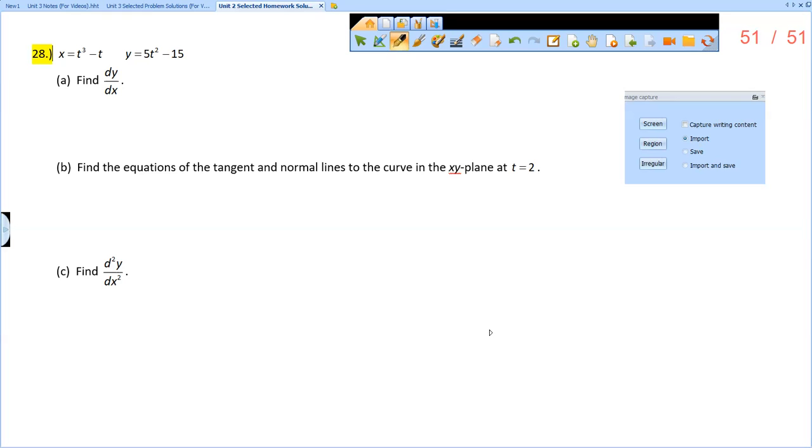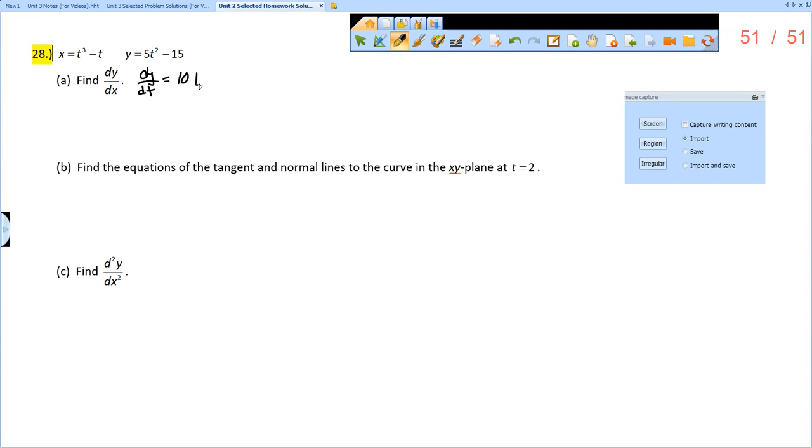All right, this is the solution video for Unit 2 review, problem number 28. You're given that x is equal to t cubed minus t, and y is 5t squared minus 15. Find dy/dx. Remember, in order to do this, we're going to find dy/dt and dx/dt, and then divide.